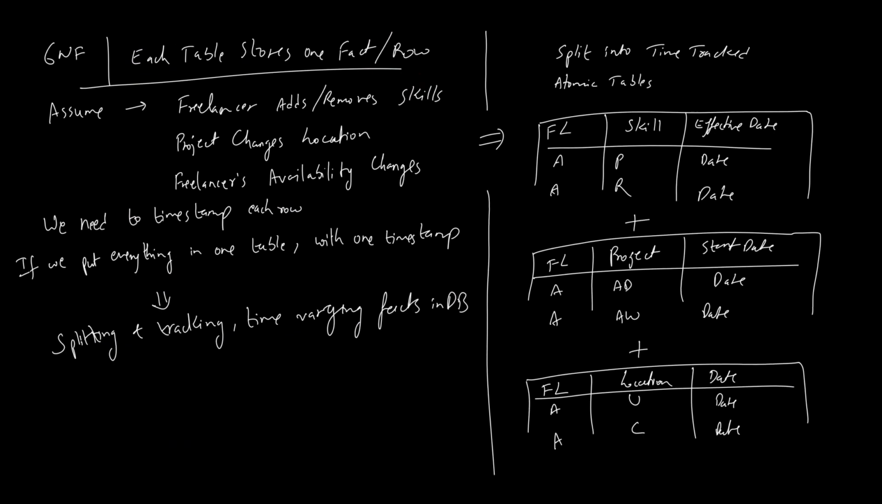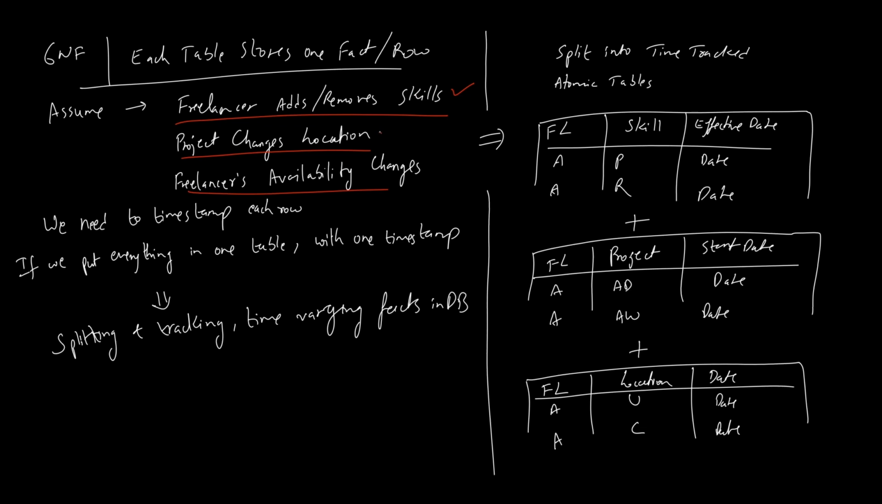Now we go to 6NF. 6NF is a bit rule-heavy about things. Okay, now we have to assume some things here. First of all, we are assuming the freelancers can add and remove skills. Obviously they can. Projects can change locations, and freelancers can change their available times. Now the thing is, when a skill is added, you need to write down what date the skill was added. If you got a certification, let's say, you write down what date you got that certification, right? It's written on the certification literally.